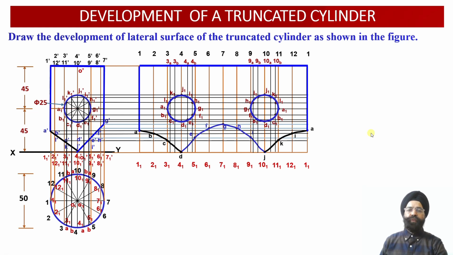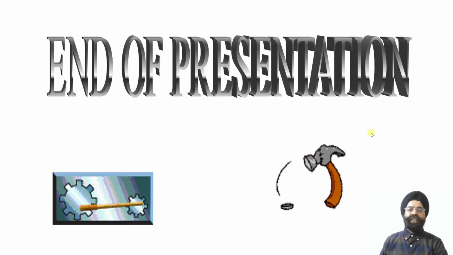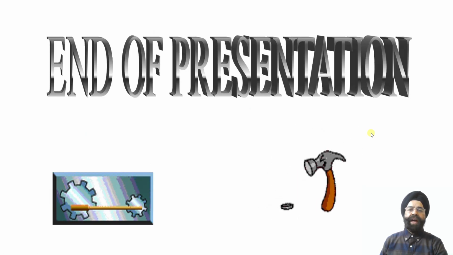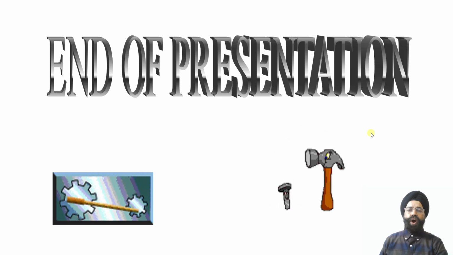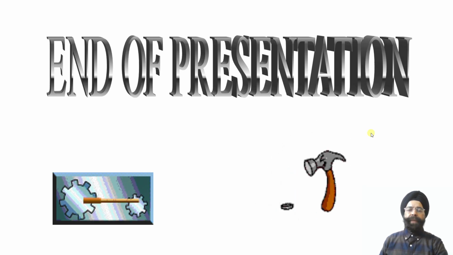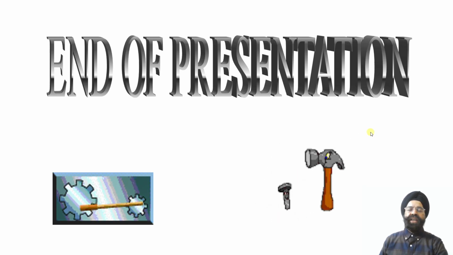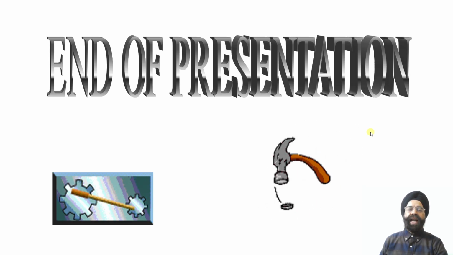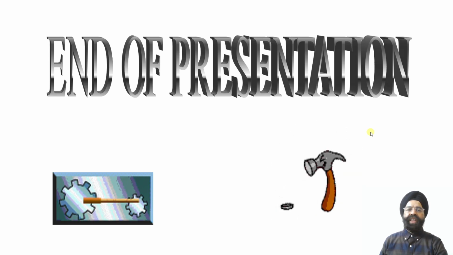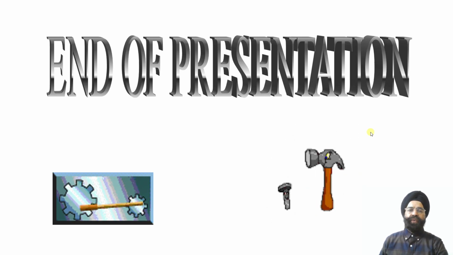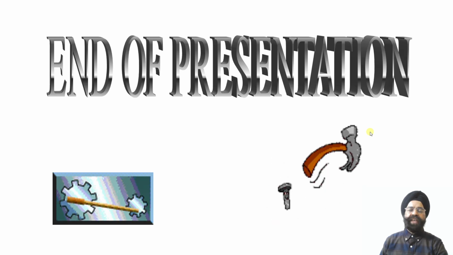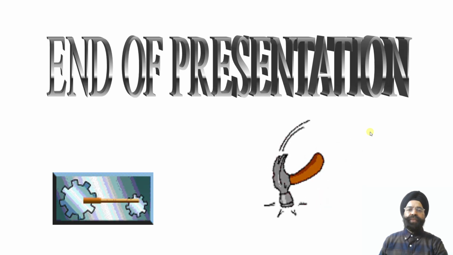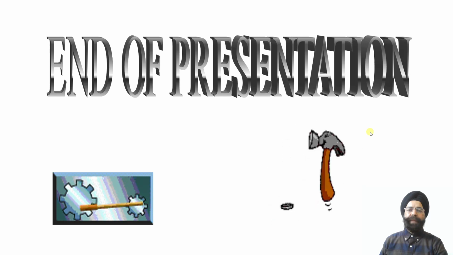So this is all for today. I hope that through this discussion you would have understood the procedure to obtain the development of the truncated cylinder when multiple cutting planes of different shapes and orientations cut or intersect with the right circular cylinder. We are going to continue with further discussion regarding a few more illustrative cases of development of surfaces of solids in the coming lectures.